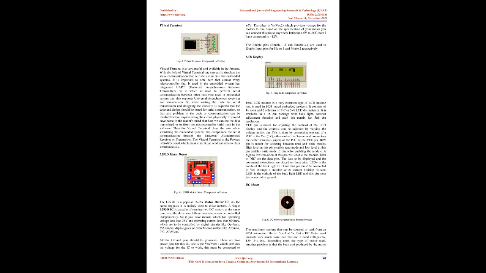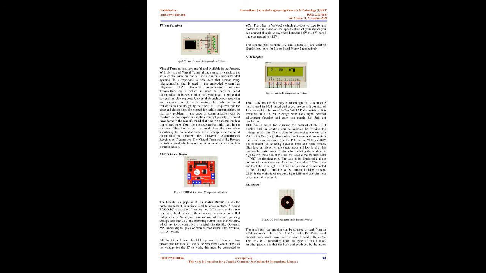V-pin is meant for adjusting the contrast of the LCD display, and the contrast can be adjusted by varying the voltage at this pin. This is done by connecting one end of a pot to the VCC, 5V, the other end to the ground, and connecting the center terminal, the wiper, of the pot to the V-pin.